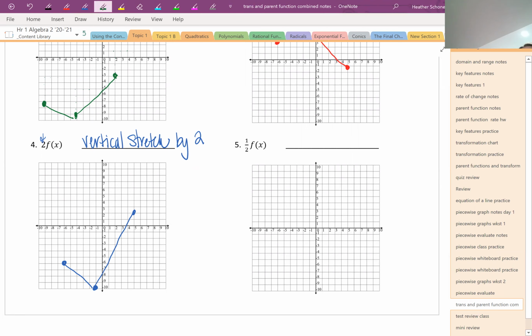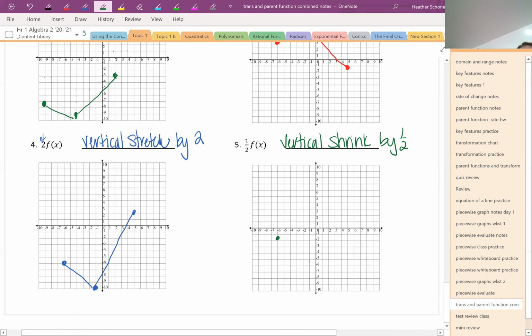All right, the last one we have, there's a number in front of this, and it's multiplied, so it's going to be either a vertical stretch or a vertical shrink. Because this number is between 0 and 1, it's going to be a vertical shrink. And then we say by a factor of 1/2. Now the first point was -6, -3. The -6 stays the same, but I need to take half of the y. So half of -3 is -1.5. So my point will be right here.